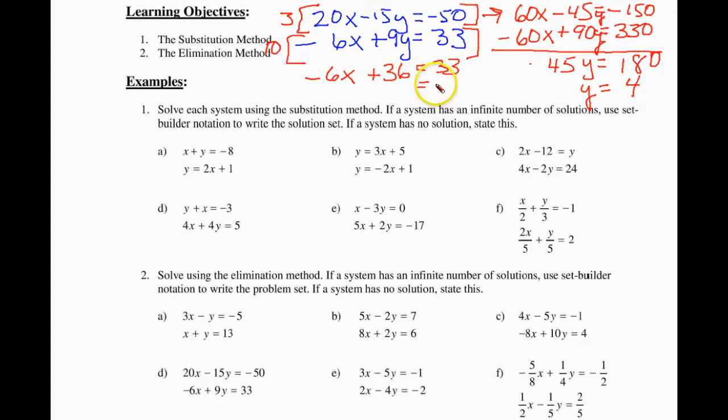Transpose that, that becomes a negative 3 because it goes over as a negative 36, giving me a negative 3. Now I'm going to divide both sides by a negative 6. I get x equals 1/2. Okay. These are my ordered pair, 1/2 and 4. And how did I get it?